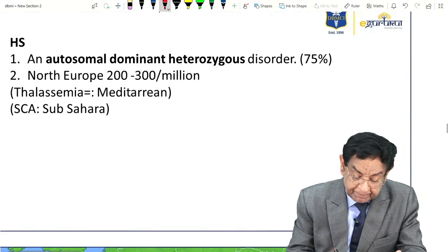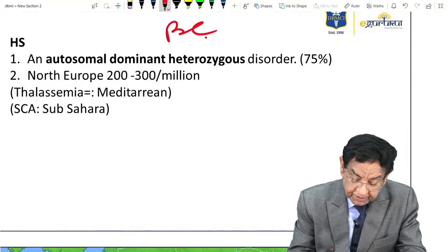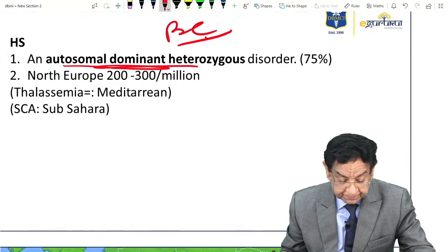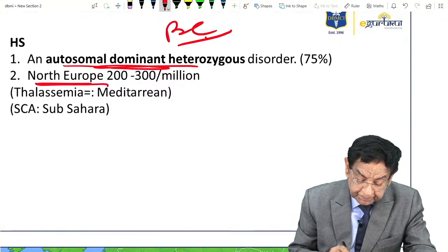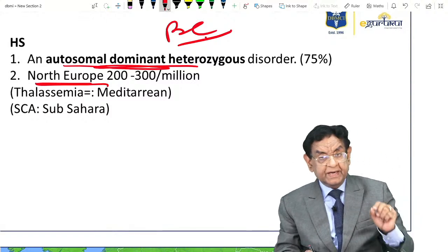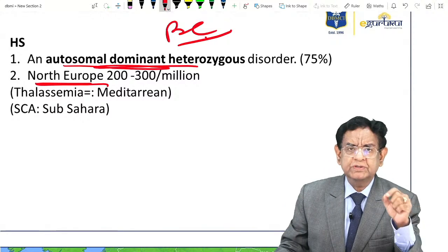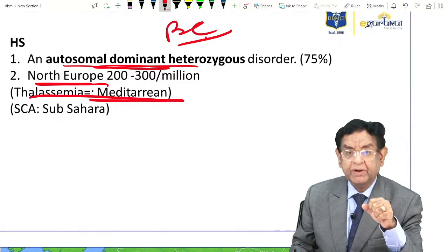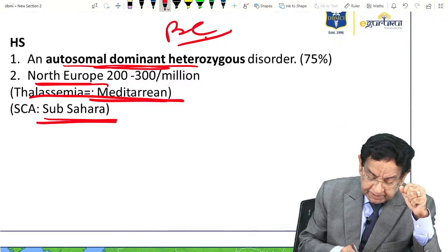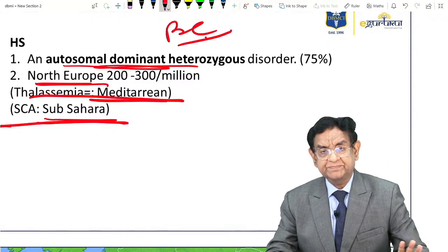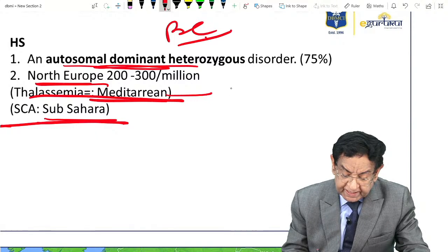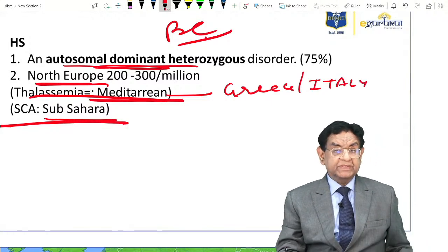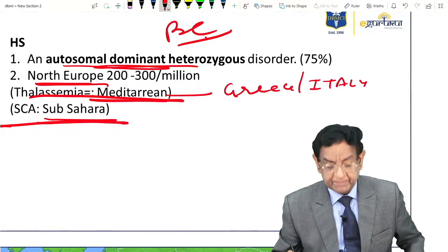Now let's read more about the basic concept of hereditary spherocytosis. It is an autosomal dominant condition seen in North Europe. Remember, it is so important to know from which place the patient is coming. If the patient is coming from a Mediterranean country, you think about thalassemia. If the patient is coming from the sub-Sahara area, think about sickle cell anemia. Mediterranean area means Greece, Italy, etc. So again, it is very important from which part of the world the patient is coming to you.